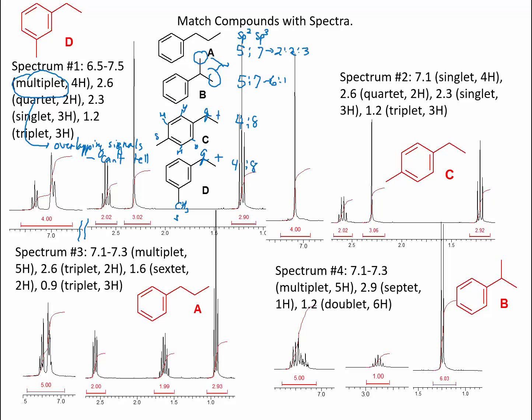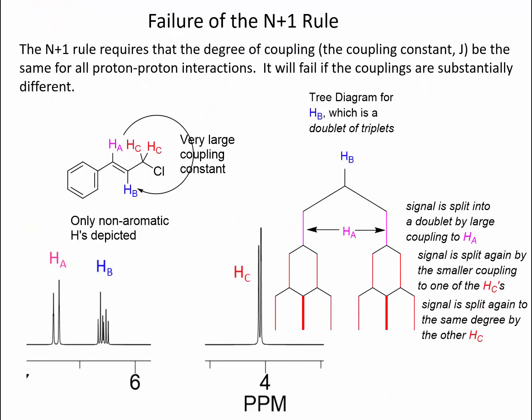And the benzene rings, we can't really tell them apart. Both of them are expecting kind of similar patterns. Okay, we're going to look at some of the complications of overlapping signals in the next few slides.